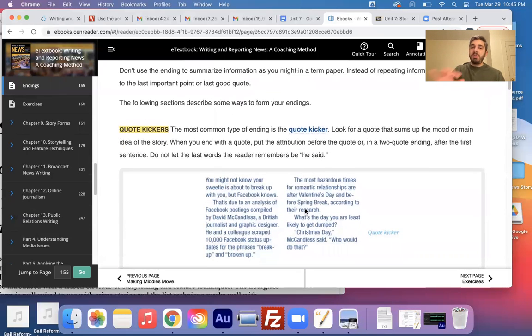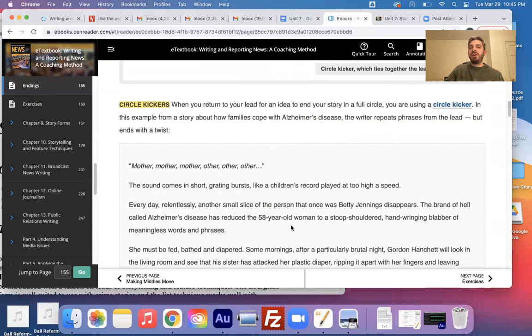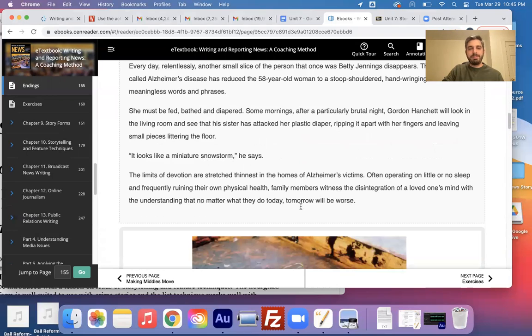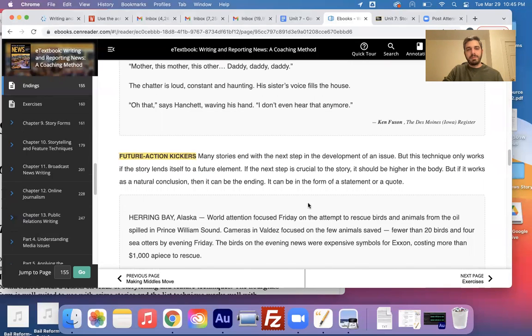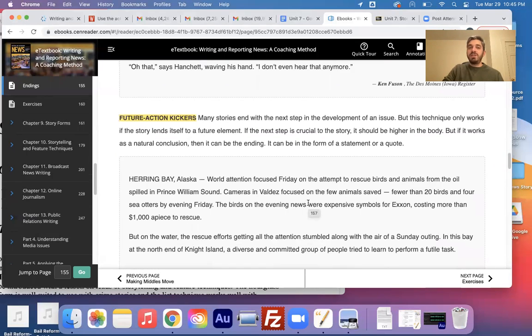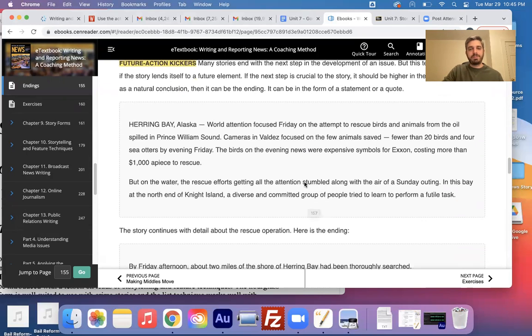Quote kickers, these are going to be the stories that end on a quote. Circle kickers, this is when you say something at the beginning of your story and then you bring it up again at the end of your story, so you've circled back around. Future action kickers, this is where you are ending your story with a future action, so the council will vote on the issue next week.